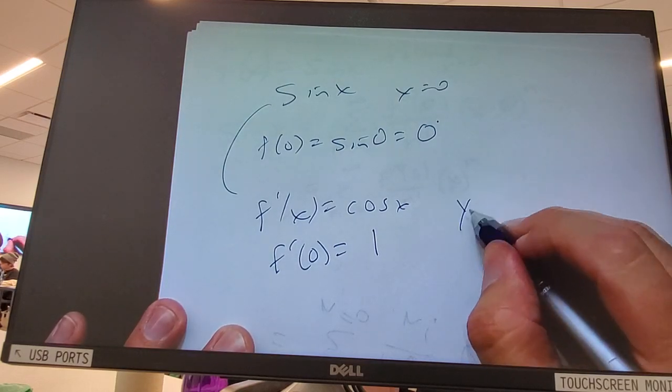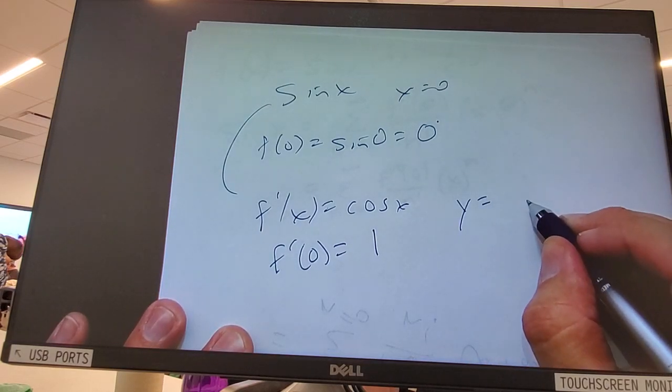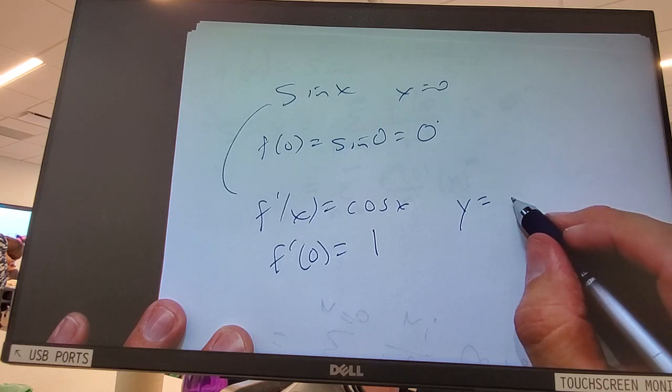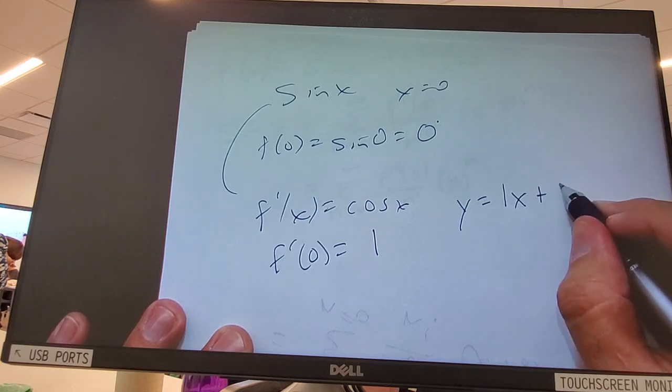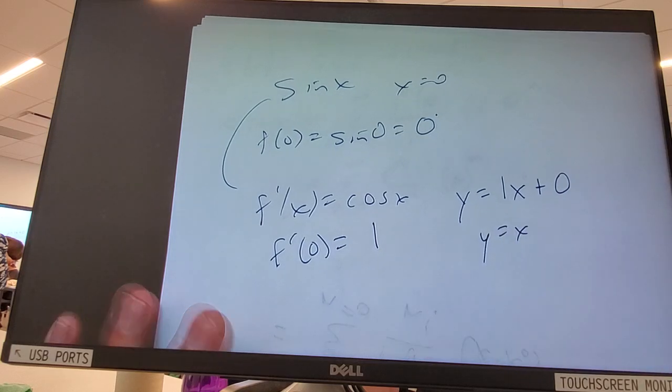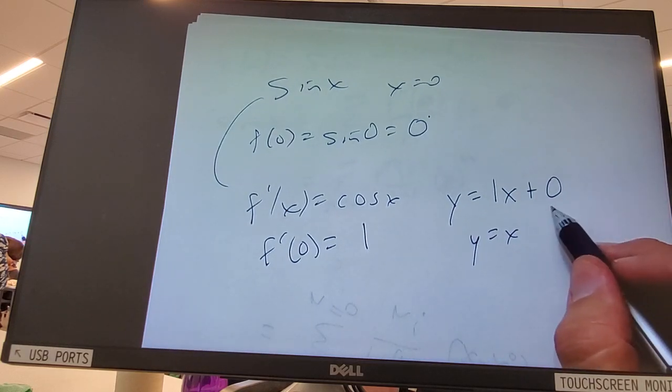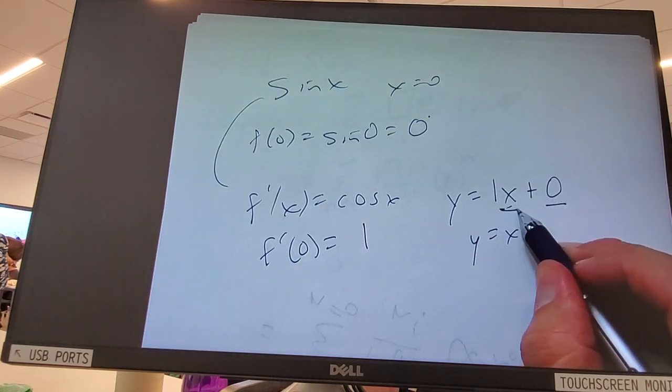So what is the tangent line? What's the slope? 1. And what's the y-intercept? 0. So the first 2 terms of our series better be a 0 and an x.